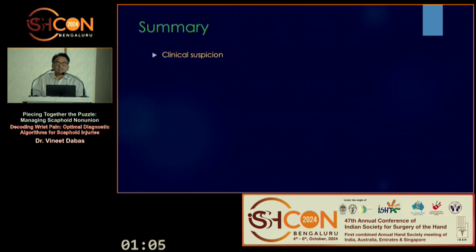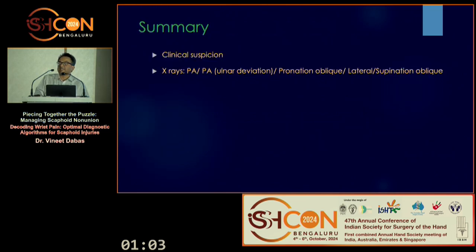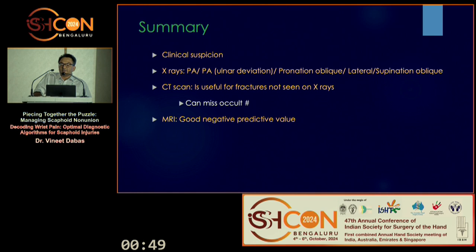In summary, clinical suspicion, get X-rays, make sure we have all the proper X-rays, CT scan in the axis of the scaphoid, thin slices, and make sure that we are not looking at the vascular markings instead of the fracture. MRI has a good negative predictive value. For me personally, I would get an MRI, and if it is negative, my life is easier. At least those 60–70% patients who would get a plaster are not getting a plaster now.